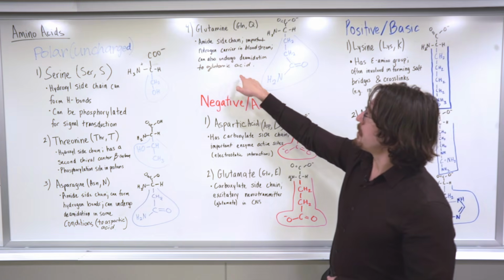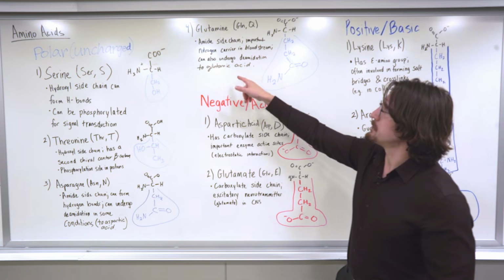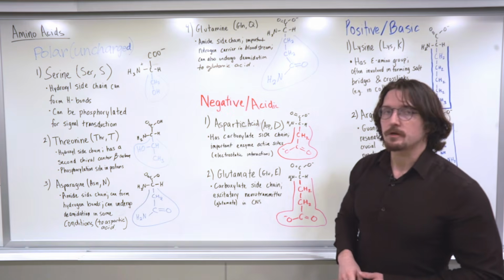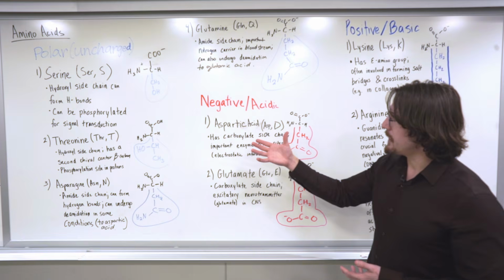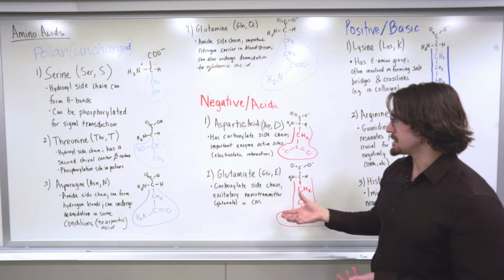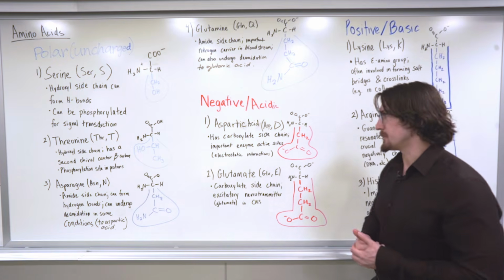Now, this can also undergo deamidation similarly to asparagine, and it forms glutamic acid, or again, in basic conditions, the conjugate base, which is glutamate. Now, speaking of which, we now have the negatively charged, acidic amino acids because they have acidic and negatively charged side chains under more basic conditions.